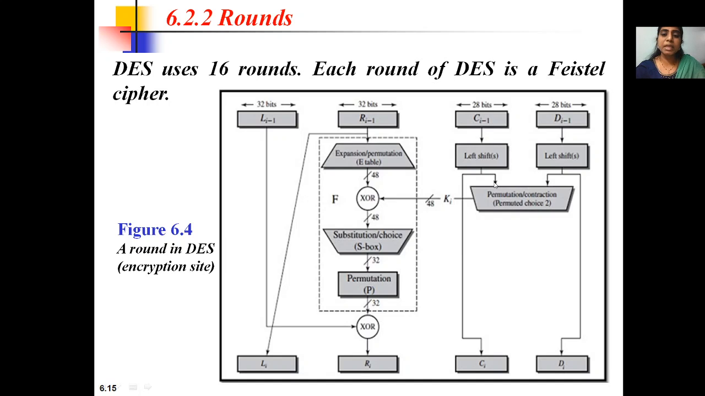Similarly, on the key side, once the left circular shift is finished, we take those bits directly as the left side for the next key. For the right side also, once the left shift is finished, we directly take the next bits for the key.